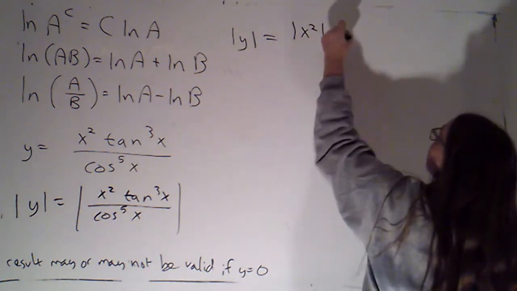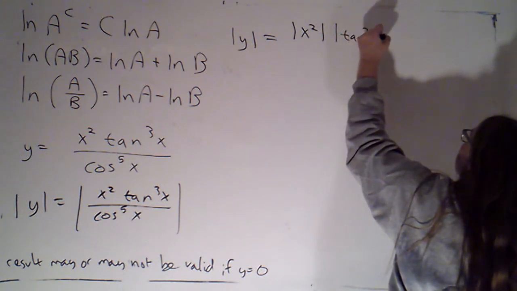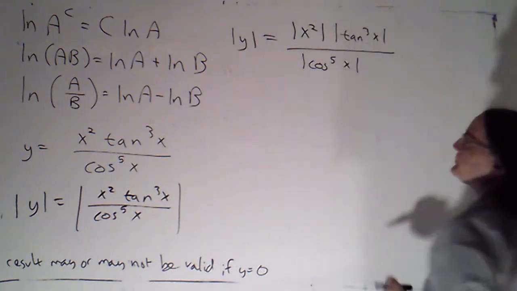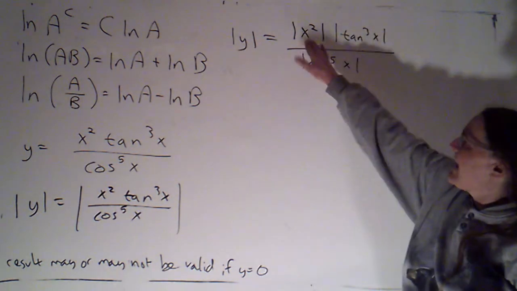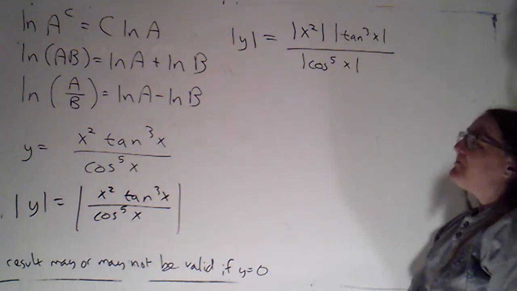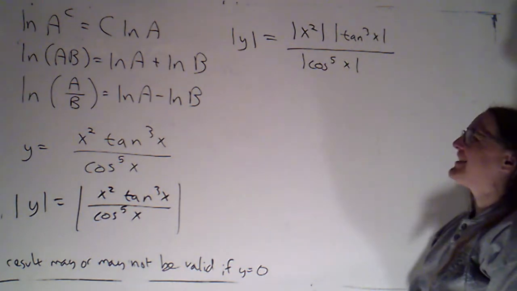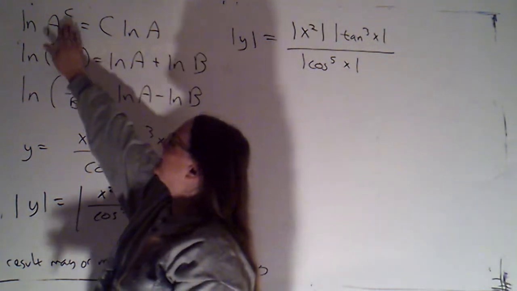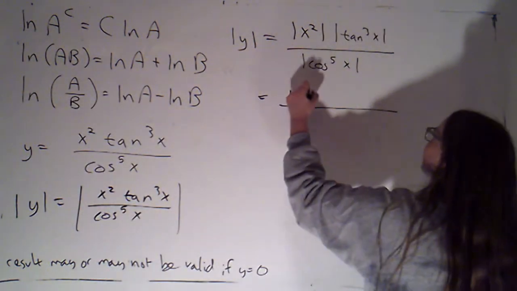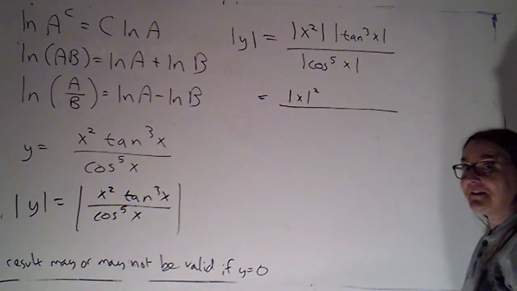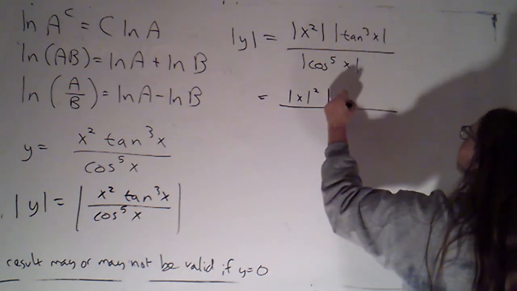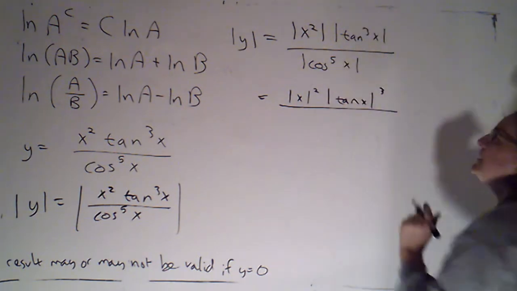So I can say this is the absolute value of x squared, absolute value of tan cubed x, absolute value of cosine to the 5th x. Now you might say, do I really need that absolute value because x squared is not negative? That's true. But I'm going to try to use my rules of logs to simplify things as much as I can. And I'd like to be able to use this power rule to simplify things. And it turns out the absolute value of x squared is the same as the absolute value of x, squared. Absolute value of tangent cubed x is the absolute value of tangent, cubed.